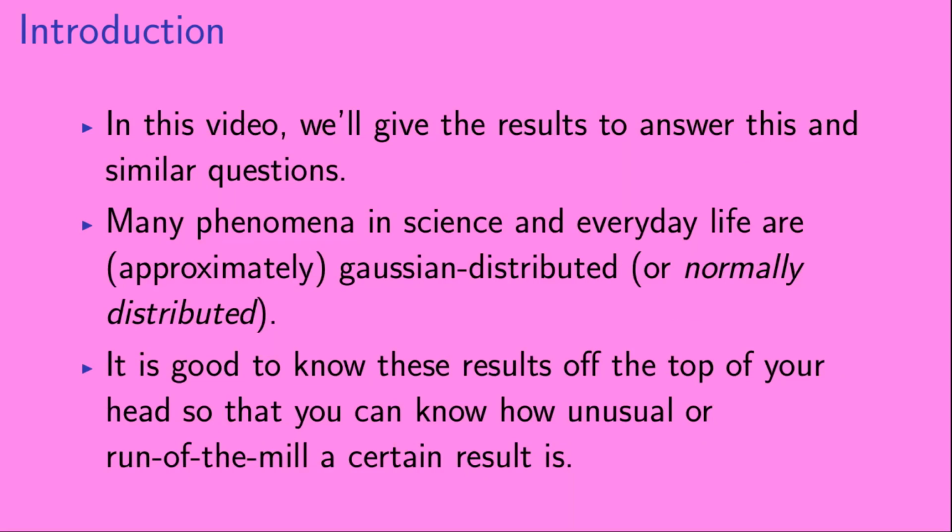So many phenomena in science and everyday life are approximately Gaussian distributed, or in other words, normally distributed. It is good to know these results off the top of your head so that you can know how unusual or run-of-the-mill a certain result is.